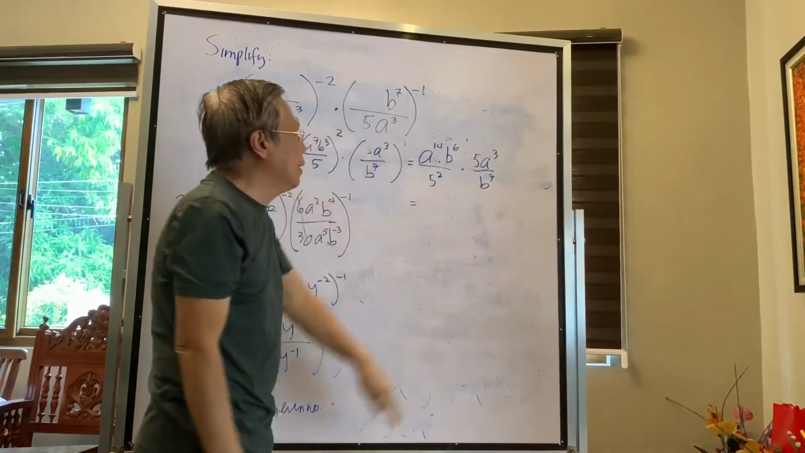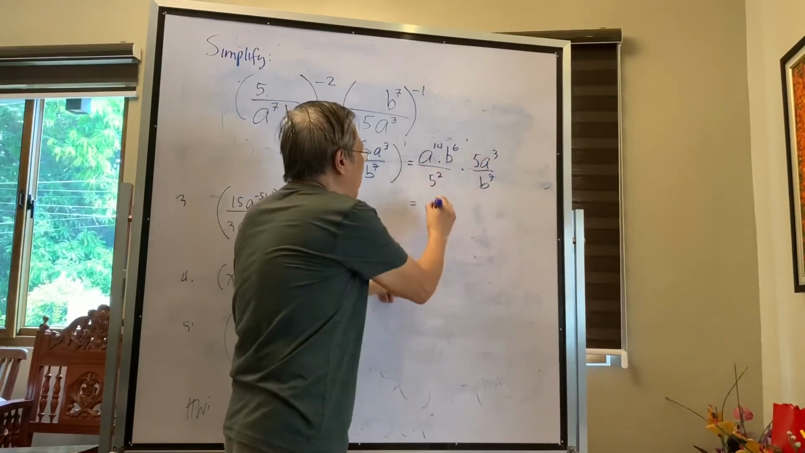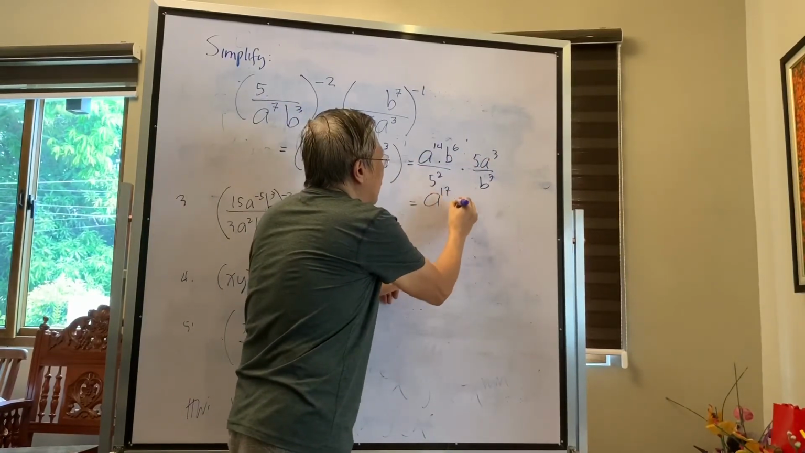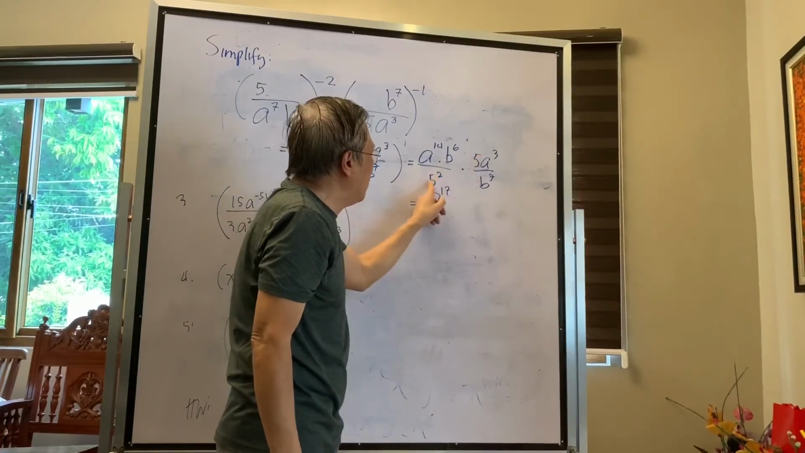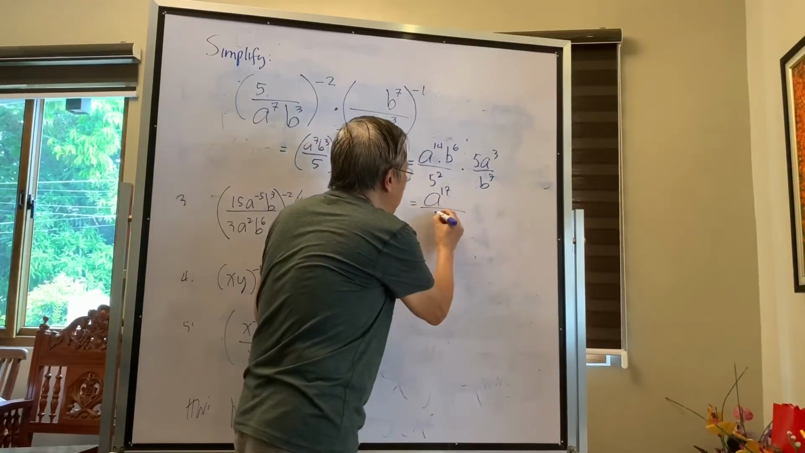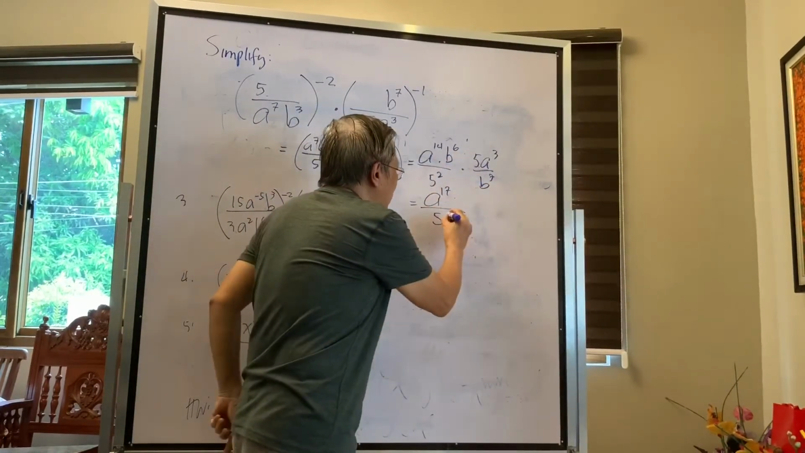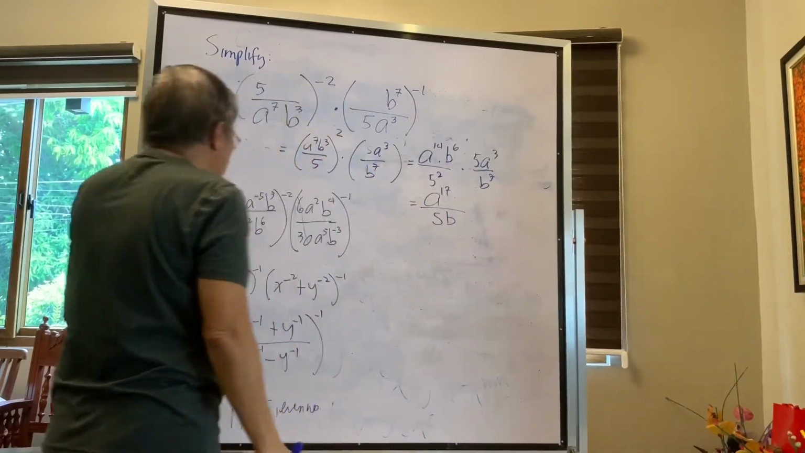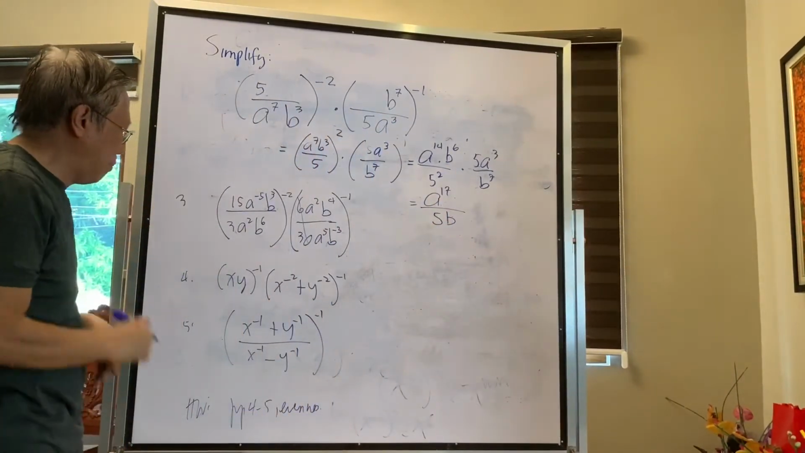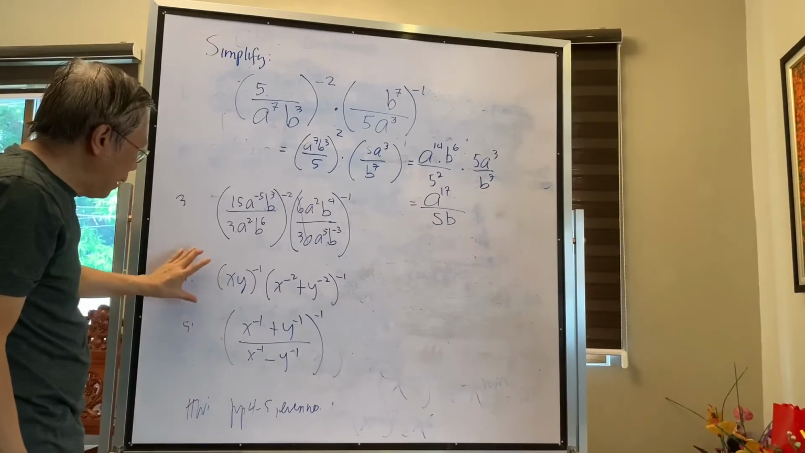Again, you can do your cancellation. Numerator, we have a to the 14, a cubed, you get a to the 17. Okay, nothing is cancelled. Okay, 5 and 5 squared here cancels, so we have a 5 on the denominator. And then b to the 6 and b to the 7, b on the denominator. So that gives you the answer. Okay, that's for number 3. Okay, we are running out of time.